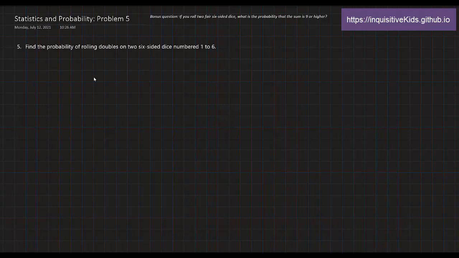Statistics and probability. Problem 5. Find the probability of rolling doubles on two six-sided dice numbered 1 to 6. Okay. What does it mean in this problem? Well, it's asking us to find the probability of what? It's trying to ask about finding the probability of rolling doubles on two six-sided dice numbered 1 to 6.